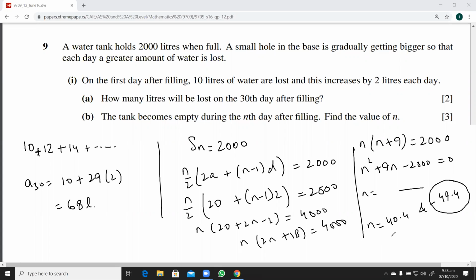Suppose the question was how many days and how many hours are taken for this tank to empty. So there is 40 days and you multiply 0.4 with 24 because one day has 24 hours. Suppose if this was 40.5, then this could be 40 days and 12 hours because 0.5 means half of the day. Anyhow, your answer is going to be the 41st day. This is going to be emptied on the 41st day.